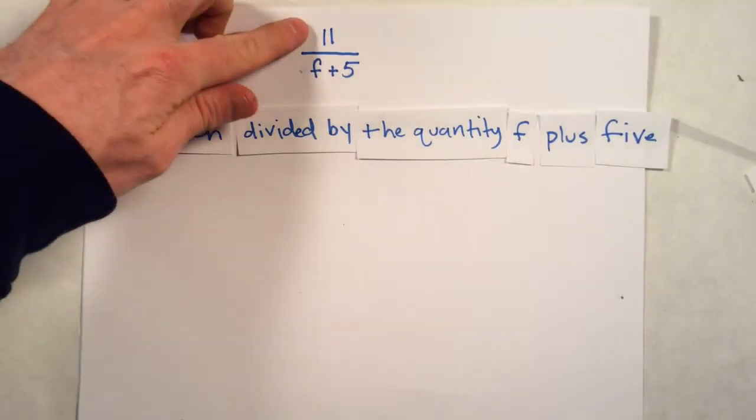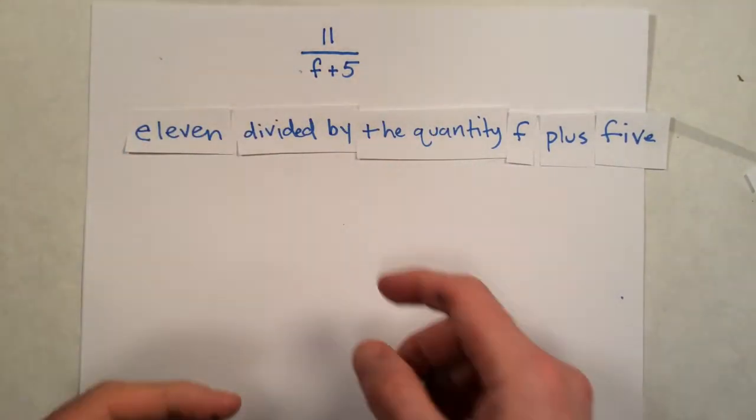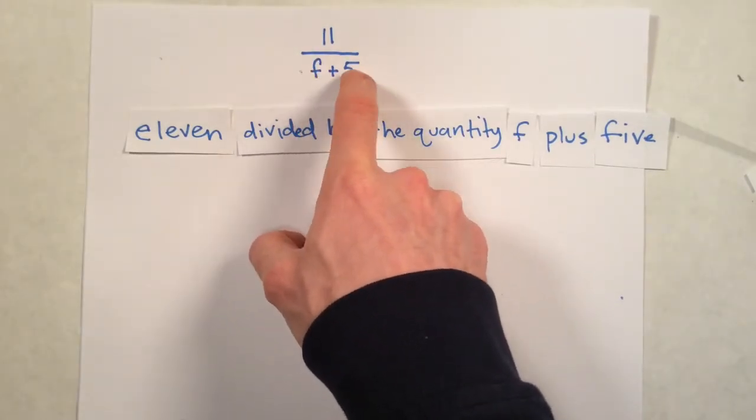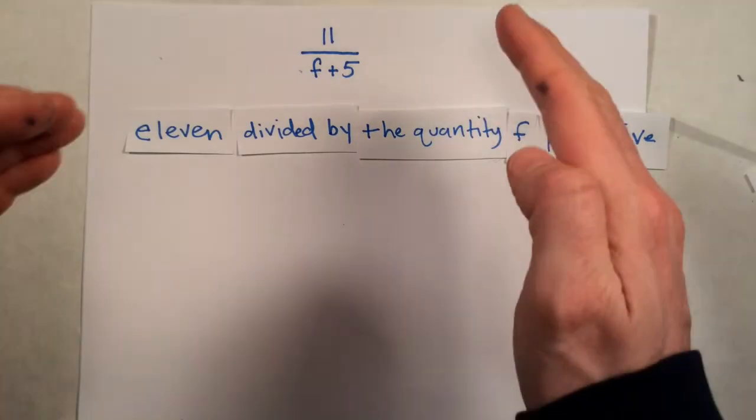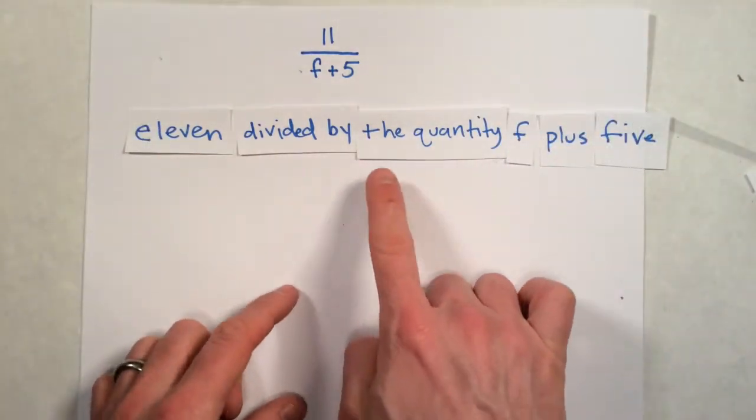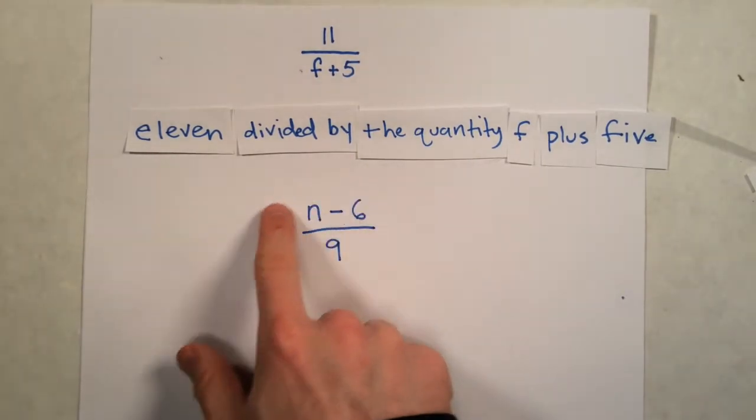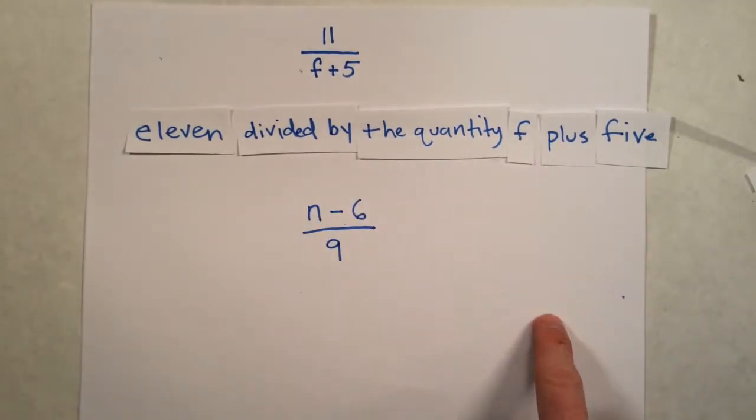So in fractions, we read top to bottom and left to right, but if there's a plus sign or a minus sign in the top or the bottom, we have to read that entire thing as one, as if it were in parentheses, using the words the quantity. Why don't you try one? Here's a set of symbols. Try to translate it into words. Pause the video and write it down.